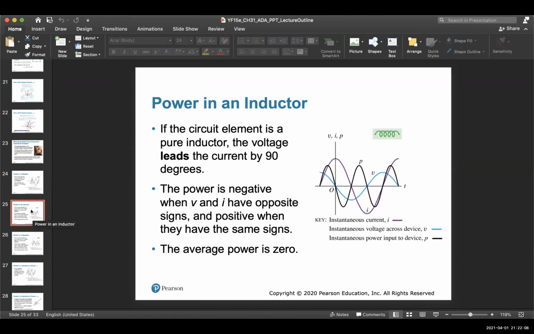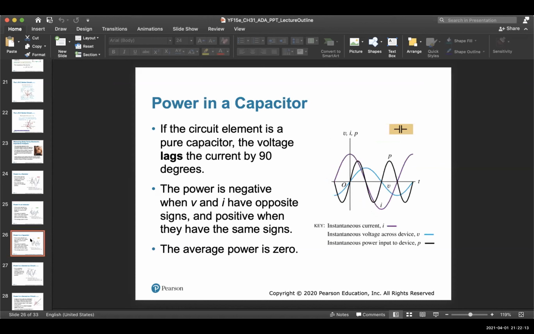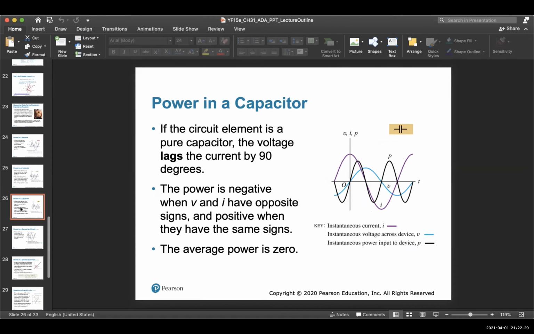Sometimes through an inductor and a capacitor, the current and voltage have the same sign. Sometimes they have opposite signs. The power is positive when they have the same sign, negative when they have opposite signs, and the average power is 0. They are not dissipative elements, they are storage elements, frankly.